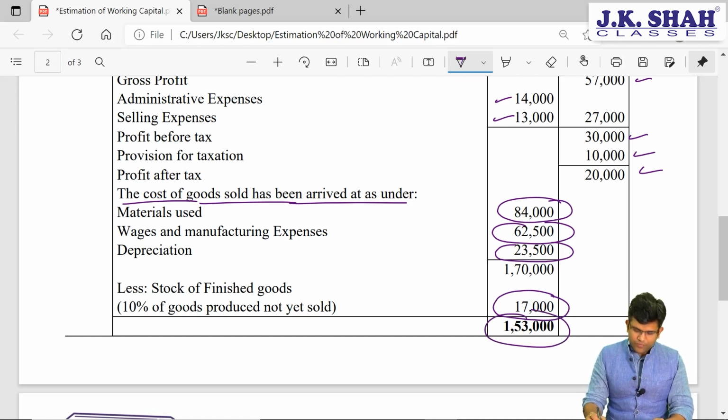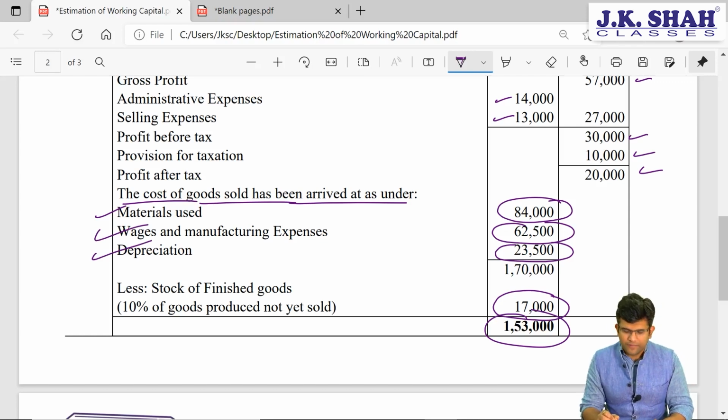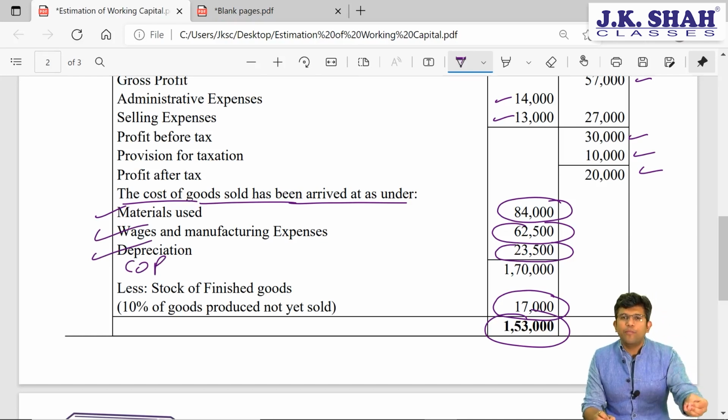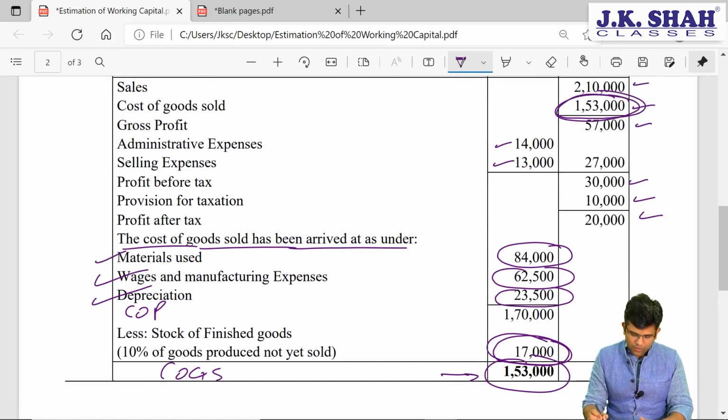Now students, I hope you realize that materials consumed, that is raw materials consumed, plus wages and manufacturing overheads, plus depreciation, which we are assuming to be manufacturing, children, can I say, will give you cost of production. And then to that cost of production you add opening FG, which will be 0 because it is newly formed, less closing FG, which is given to you as 17,000. You will get COGS as 1,53,000, which they have taken here. Okay, next.